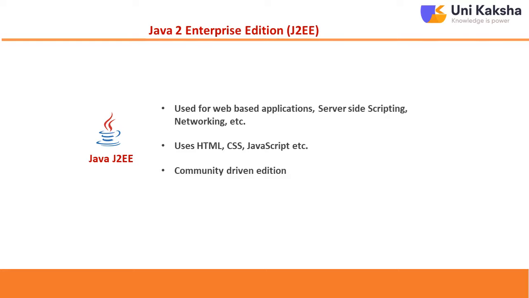The next category is Java Platform Enterprise Edition, which is also called J2EE. This type has much larger uses of Java like web development, server-side scripting, networking and other applications as well. J2EE uses HTML, CSS, JavaScript, etc. for the development. It's one of the most widely accepted web development standards.